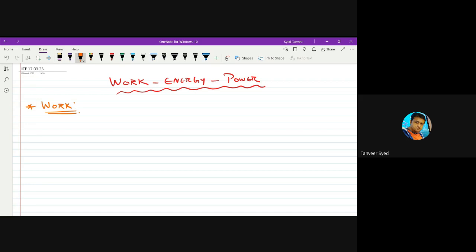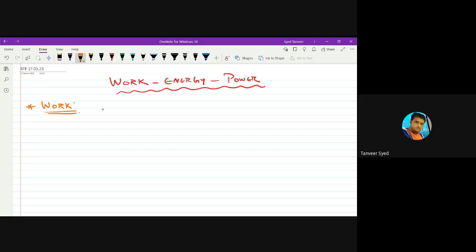Or if a farmer is doing agriculture in the field, he is doing work. Or if a student is sitting and studying or reading or writing, then he or she is doing work. We treat all these things as work in our day-to-day life. But as per physics, work is a different thing. It has a different description, a different definition. As per physics, we say that work is done.